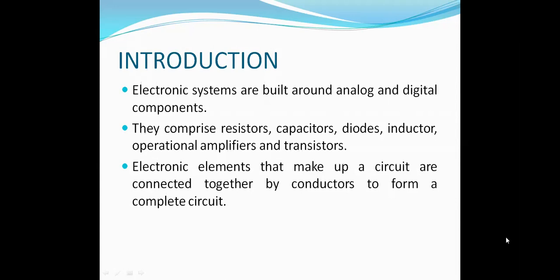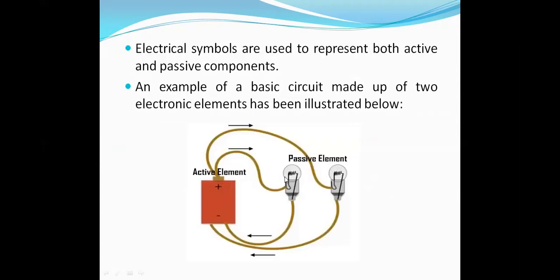These electronic elements that make up a circuit are connected together by conductors to form one complete circuit. If you want to form a complete system, then with the help of these components, we form one complete circuit. Now these electronic elements are a combination of active and passive elements. Now we will see the basic example of this. In the next slide, we will see what is an active element and what is a passive element.